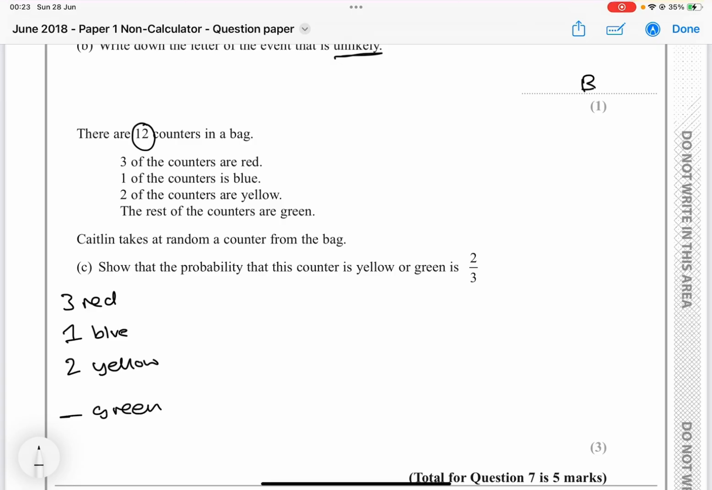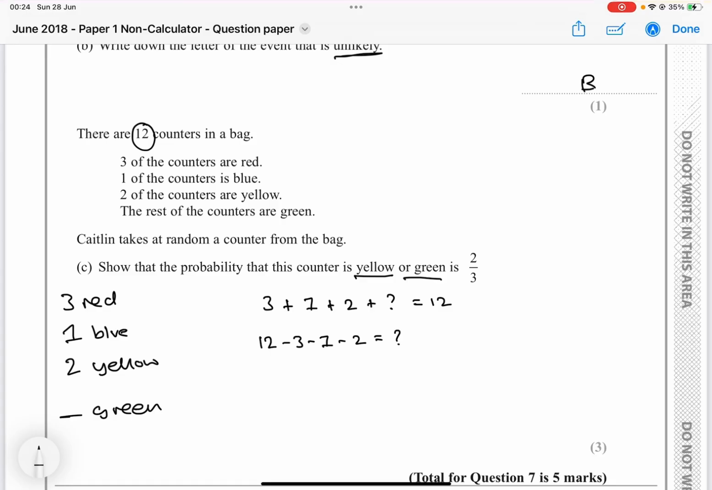Caitlin takes at random a counter from the bag. Show that the probability that this counter is yellow or green is 2/3. Now, first of all, we need to work out how many greens there are. We know that in total there's 12 counters in the bag, so we can easily just work out how many there are that are green. So if we do 3 plus 1 plus 2 plus question mark is what we're finding out, this must equal 12. So to work out what that question mark is, we can just do 12 minus 3 minus 1 minus 2. And that equals the question mark.